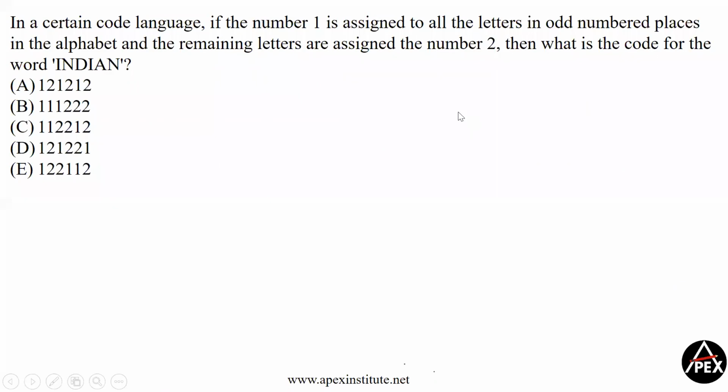Yeah, so I'll give you 40 seconds. We'll discuss this after 40 seconds. If number one is assigned to all the letters in odd numbered places. Okay.